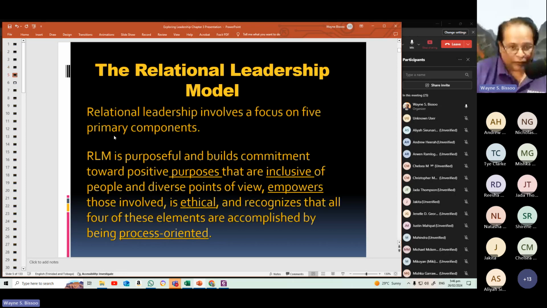So moving forward, this model involves a focus on five primary components. It builds commitment towards positive purpose, so that's the first area. That purpose is inclusive of people and diverse points of view, so there's inclusivity, that's the second element. It empowers those that are involved, so empowerment is another component. It is ethical, and recognizes that all four of these elements are accomplished by being process oriented. So ethical is one of the other components, and process orientation is the next.